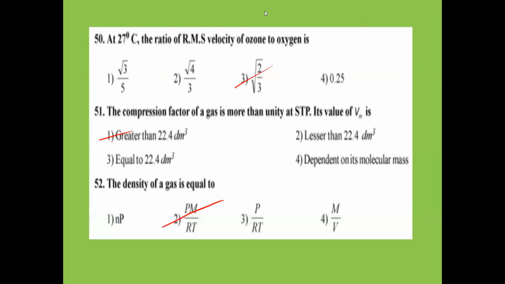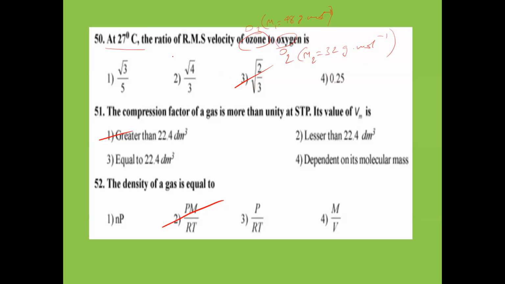Next, the 50th one. At 27 degrees Celsius, the ratio of RMS velocity of ozone to oxygen. Now the gram molecular mass of ozone, O3: M1 is equal to 48 gram per mole. Next, oxygen, molecular formula O2. So M2, the molecular mass of the second gas, is 32 gram per mole.